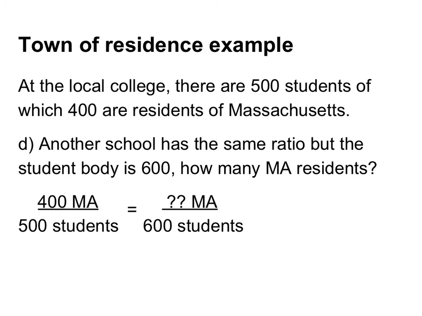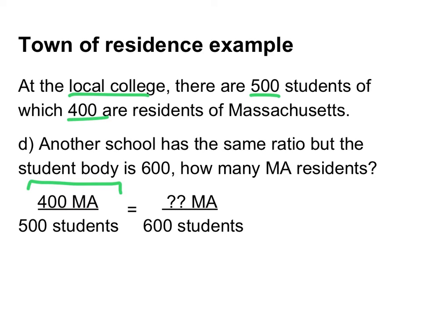So this is going to be our setup. Now this is technically called a proportion because you have a fraction equal to another fraction and one of the numerators or denominators is unknown. But essentially what we're doing is we're just going to play equivalent fractions again. So we're going to look at the local school. So the school that we know, the local college that had 500 and 400, we're going to put them into this first fraction. So that's the ratio of Massachusetts residents to total students.